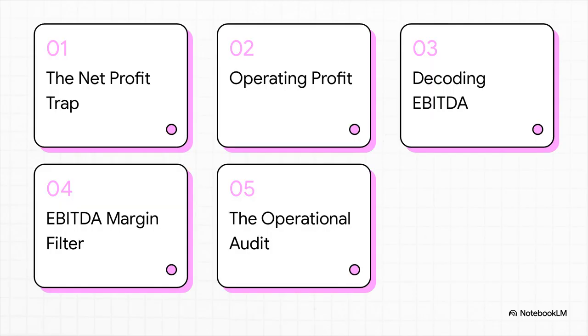Okay, let's dive into this syllabus. First up, the net profit trap. Then, we'll uncover operating profit and decode EBITDA. After that, we'll apply the EBITDA margin filter and finish up with the operational audit so you walk away with the exact tools you need.